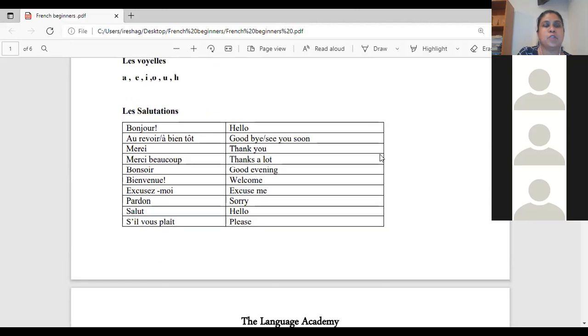Okay, now we are coming to les salutations. Les salutations are the greetings, how you greet a person. And the first word is bonjour. If you did a small bit of research on the French language before coming to class, you should definitely have heard this word, bonjour. Bonjour is hello. You can use it instead of hello, and you can use this word everywhere, at any time of the day.